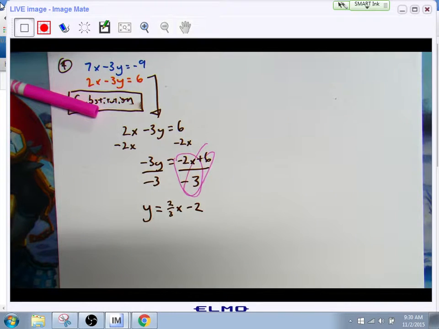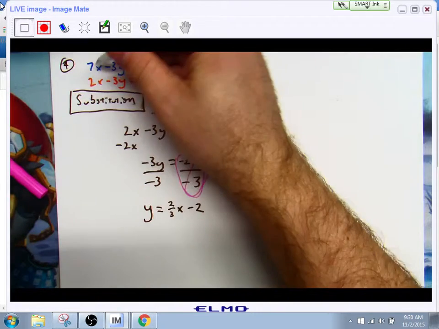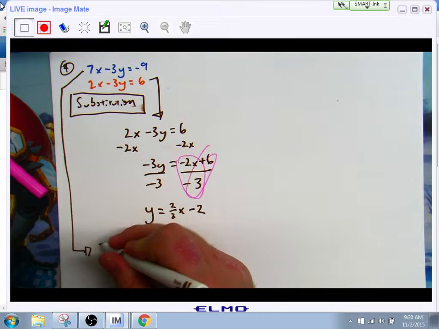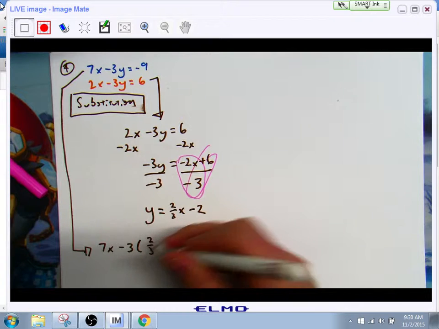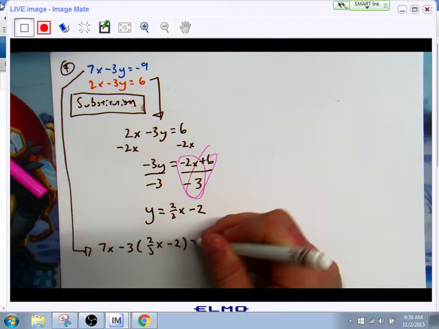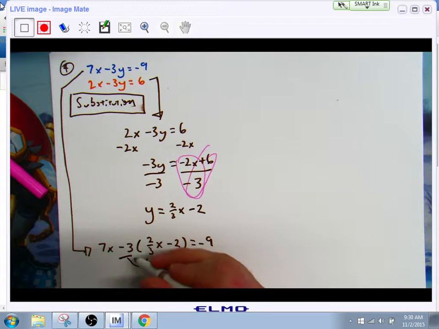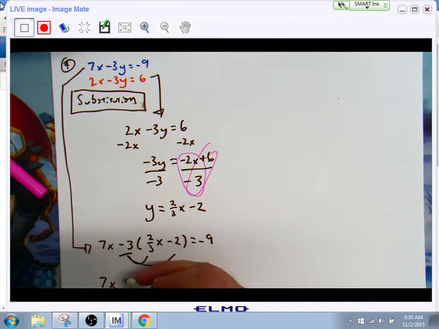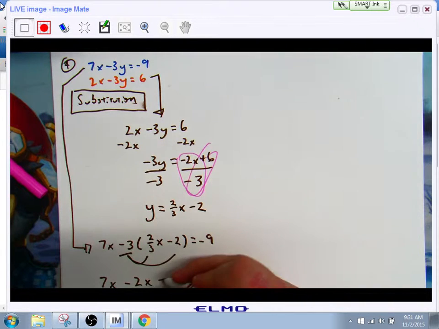Okay. So I got y by itself. I can now plug that into my blue equation. So I end up with 7x minus 3 times 2/3 x minus 2 equals negative 9. Going to distribute negative 3 times 2/3. Well, my 3's will cancel, giving me a negative 2x. Negative 3 times negative 2 is going to be a positive 6.